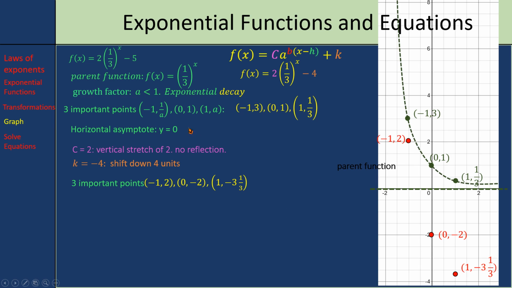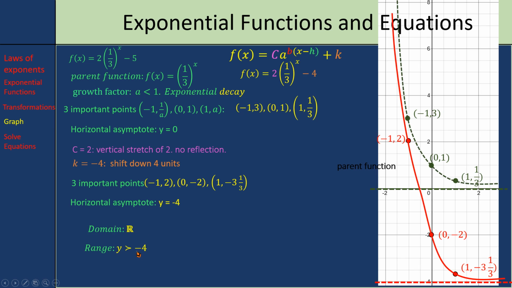Now my horizontal asymptote, I shift everything down 4, so my horizontal asymptote goes down by 4. So horizontal asymptote is at y is at -4. So there it is. Now I have the shape of the graph. My graph looks like that. Domain, always all real numbers. In range, y is larger than -4. And this one is a decay because, again, it's getting flat.